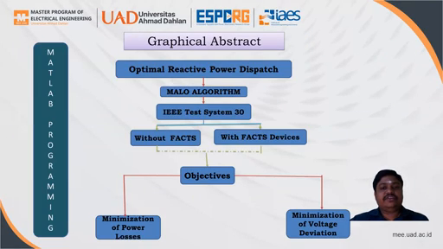Optimal reactive power dispatch is solved with the modified Antlion algorithm and applied to the IEEE 30-bus system without FACTS devices and with FACTS devices. The objectives of the optimal reactive power dispatch are minimization of power losses and minimization of voltage deviation. The entire work is run with MATLAB programming.